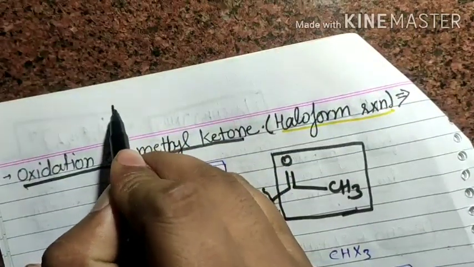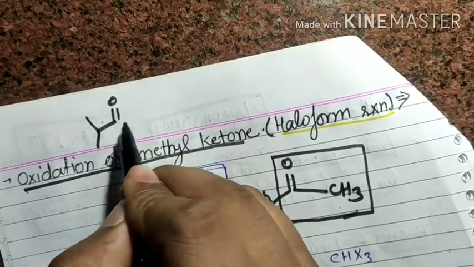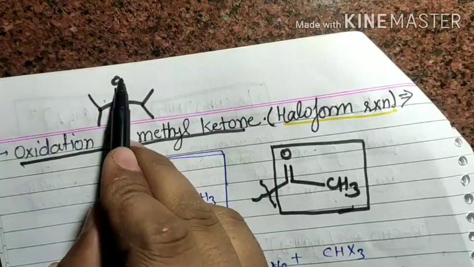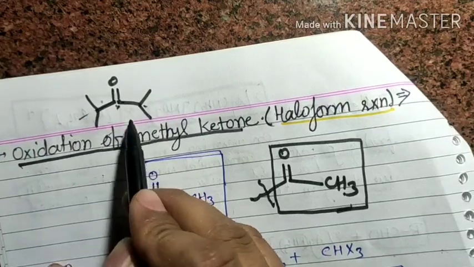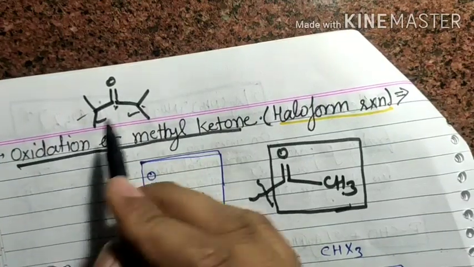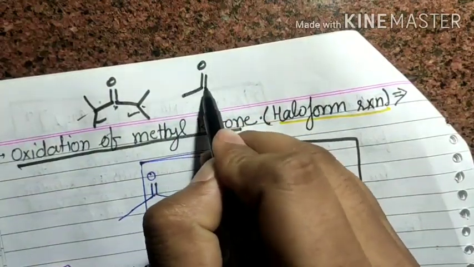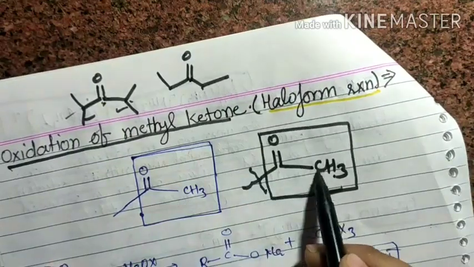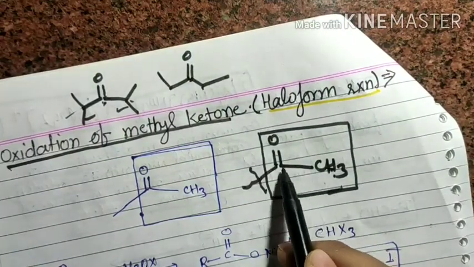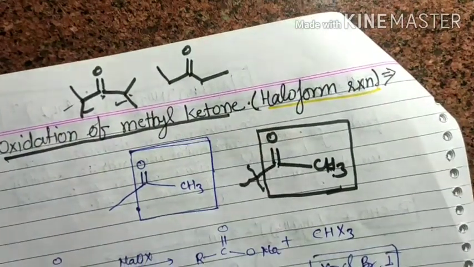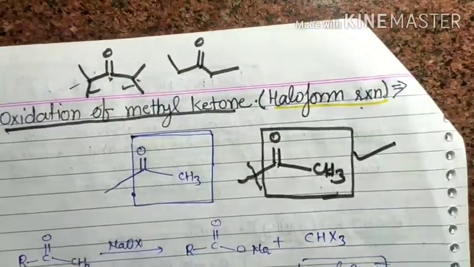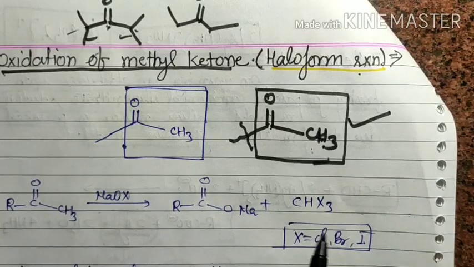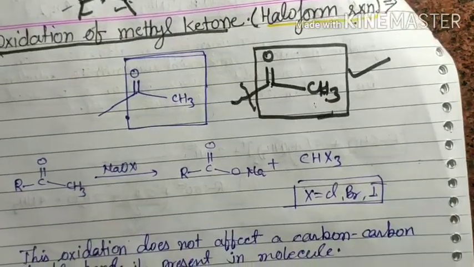For example, this ketone does not give the haloform reaction because no CH3 is attached to the C double bond O; it is something different from a CH3. No haloform test, because the CH3 group should be attached to the carbonyl carbon. So for the haloform reaction, the essential condition is that the carbonyl center has a CH3 group. That is the first condition.